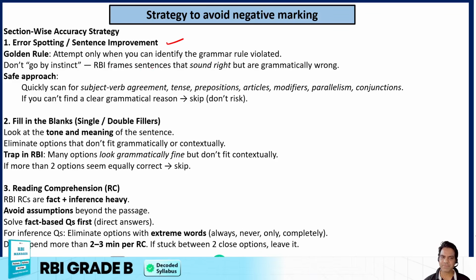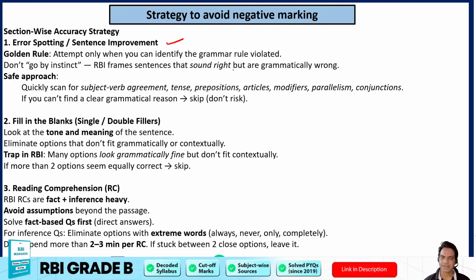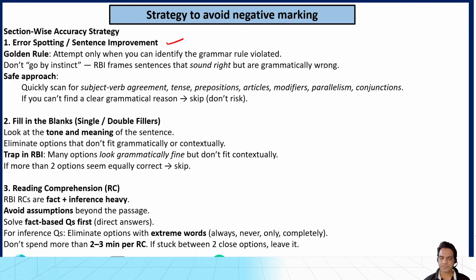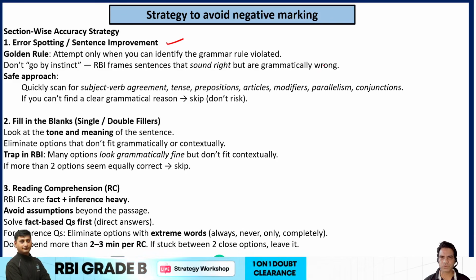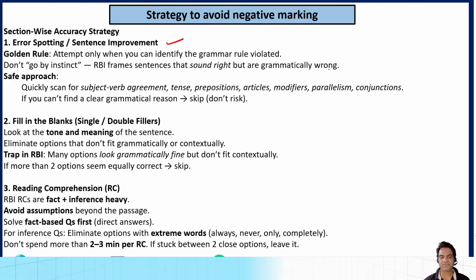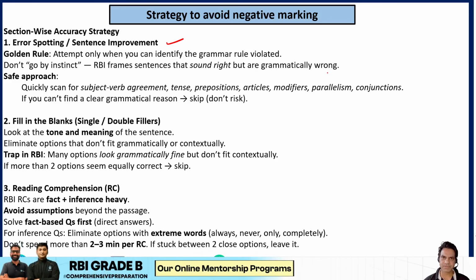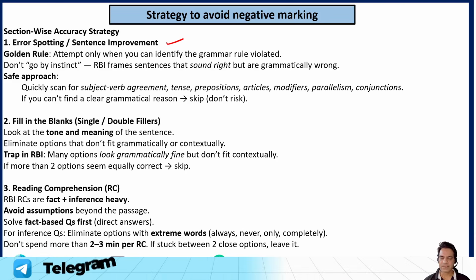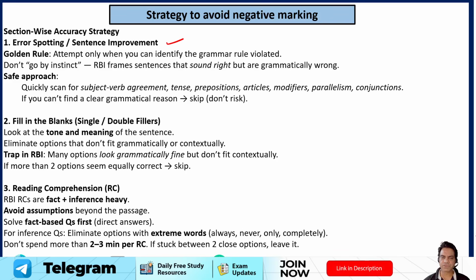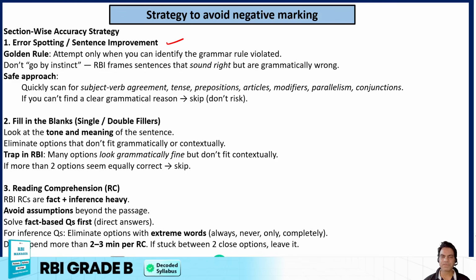What happens is RBI frames sentences that sound right but are grammatically wrong. So how to find out the errors in such questions? You need to have good concept clarity. Find subject verb agreement, right? Always see if the subject is following subject verb agreement all the way. Then follow the nouns, pronouns, tenses, adjectives, adverbs, prepositions. So if you follow each and every word logically in a technical manner, you will be able to identify the mistake if your concepts are clear.